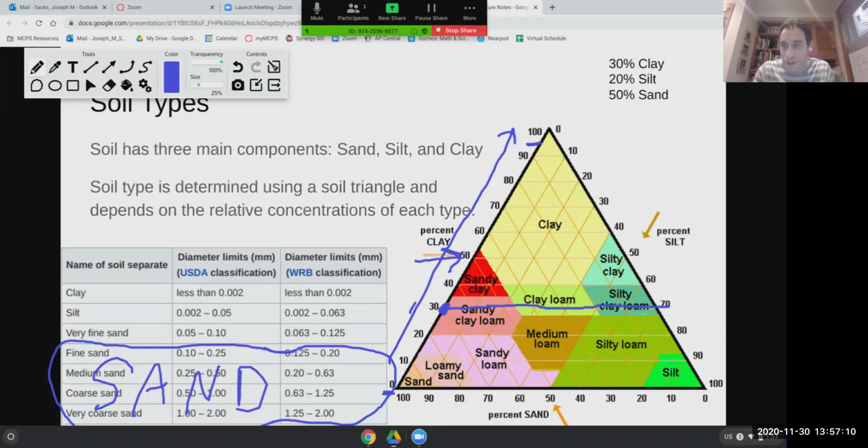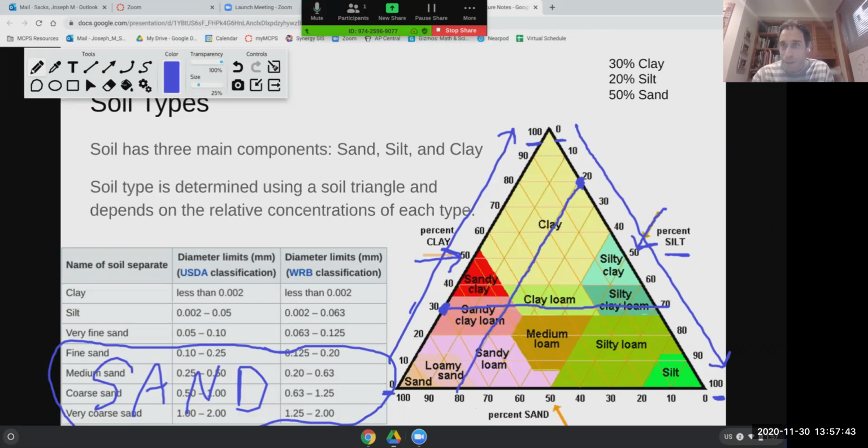Now I got 20% silt. Look at my silt side. This is my silt side right here, and this counts from 0 to 100 up this way. I got 20%, so I'm going to put a dot at my 20% right there. And look at my arrow. This one goes down and to the left. So I follow my contour line down and to the left right there.